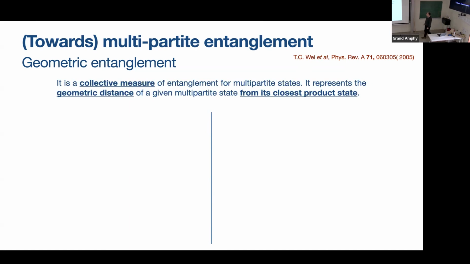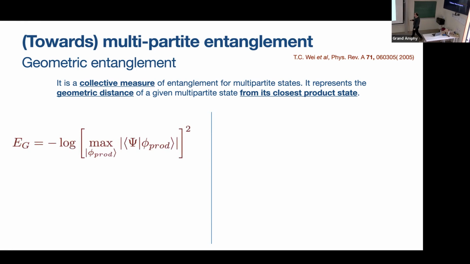Well, so let me start with what has been called geometric entanglement, which was introduced in the many-body context by Wei and Goldbart, I guess in 2005. There is a very simple idea behind it. It just measures the distance of the state you want to consider from its closest product state.